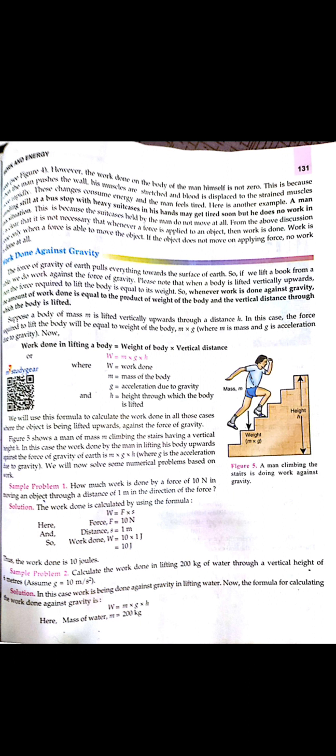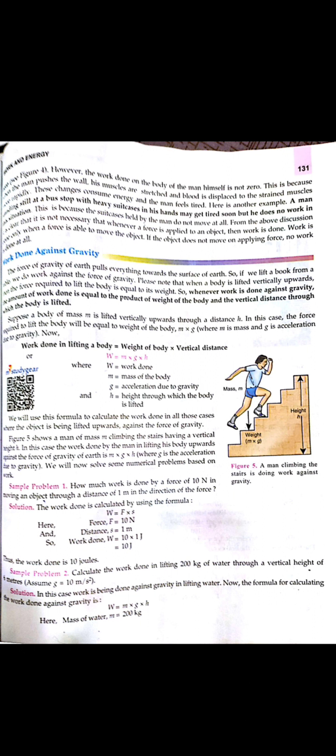Calculate the work done in lifting 200 kg of water. Now the lifting condition came. What I had told you is that whenever a body is lifted up, you are working against gravity. So the force will now be considered as our weight, that is mg, and it gets displaced to a vertical height of h, which is given as 6 meters. So mgh would be the formula for the work done.